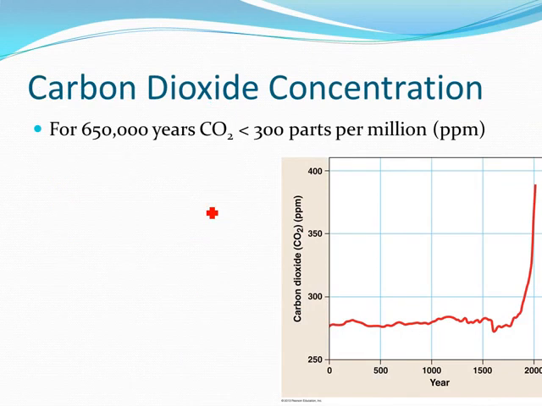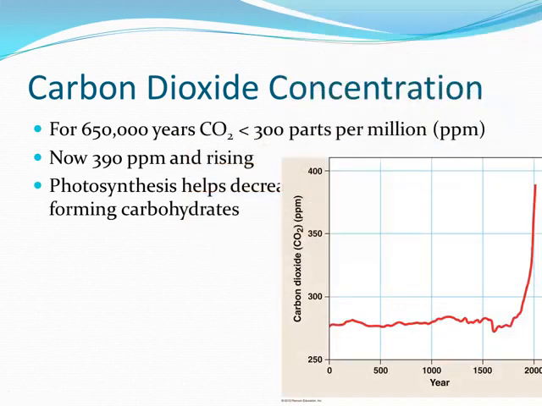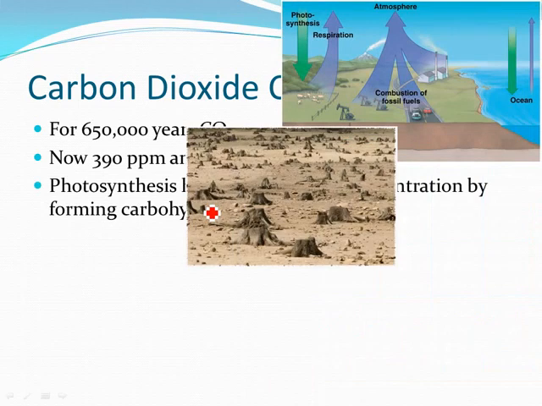Okay, so for about 650,000 years, carbon dioxide levels have been less than 300 parts per million. So a very minimal amount of carbon dioxide. And now we have about 390 parts per million, and it's still going to continue to rise. So now we're over here at 390. So it's increased a lot.